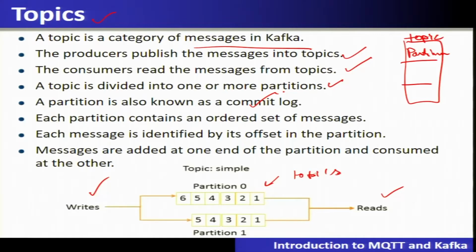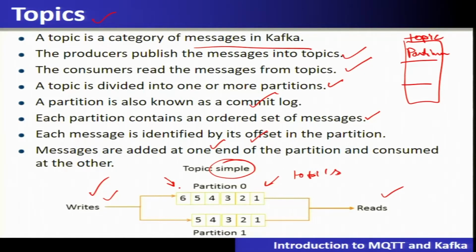Each partition contains an ordered set of messages. Each message is identified by its offset in the partition. The messages are added at one end of the partition and consumed at the other end. Here in this example you can see that the writer, that is the producer, will write the messages into the topic, and the topic is divided into, let us say, two partitions. The same topic, which is called simple, is divided into two partitions.